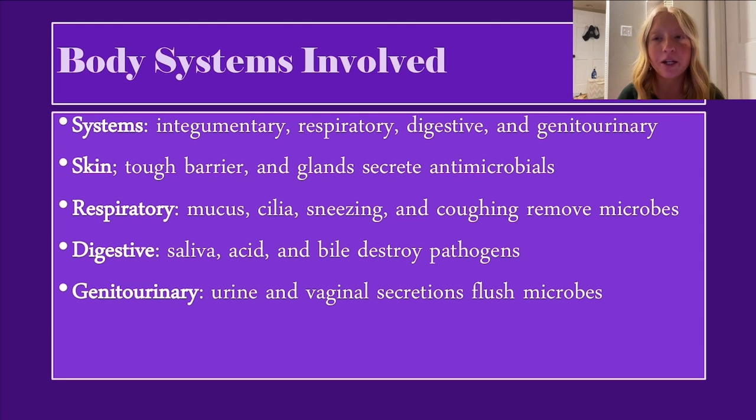So several of our body systems are constantly protecting us. We talked about the skin, but there's also the respiratory system that traps dust and microbes in the mucus and clears them out through coughing or sneezing. And the digestive tract also uses acids and enzymes to kill microbes. And then we have the urinary and reproductive tracts that help maintain cleanliness by flushing out the pathogens. And we also have the genitourinary, which includes the urine and vaginal secretions.